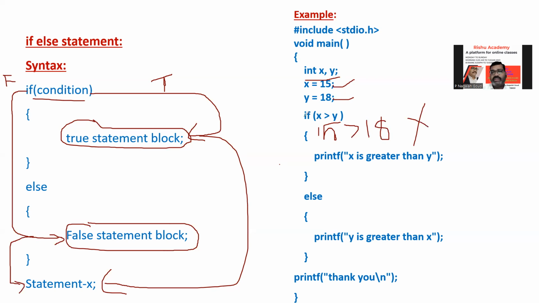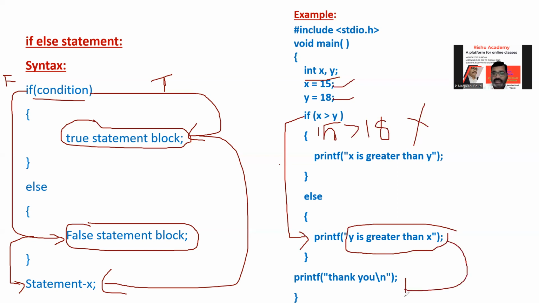So when the condition is false, where do we have to go? We need to go to the else block. What does the else block have? Y is greater than X. This message will be printed. After that, it goes to statement X. The statement X here is printf thank you. So you get two messages. The first message is Y is greater than X, and the next message is thank you.